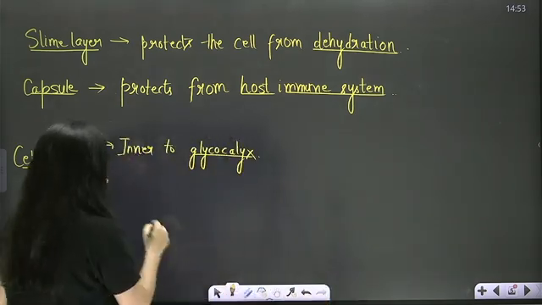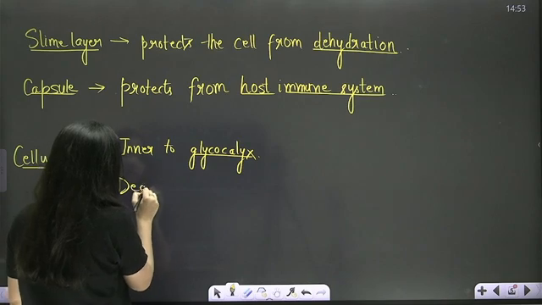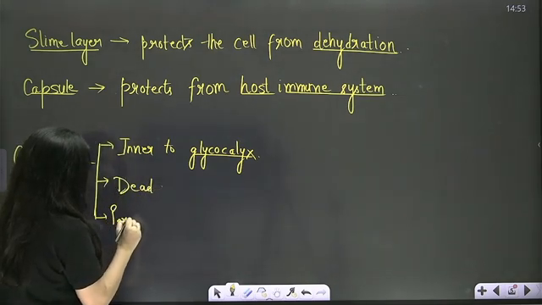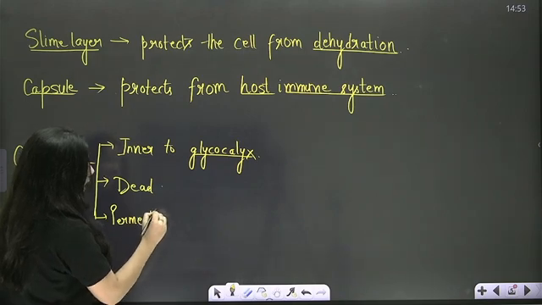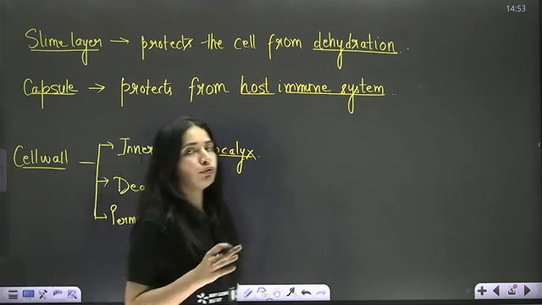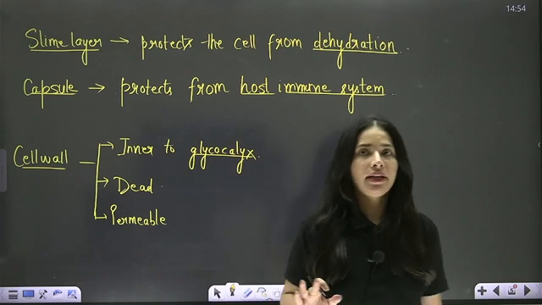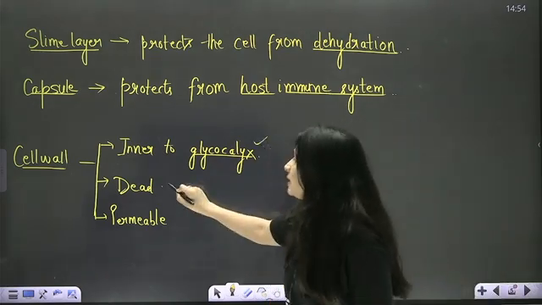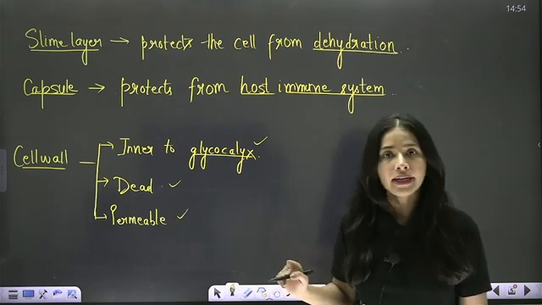Correct? So basically it is a dead layer and is a permeable layer which does not provide a barrier for the movement of material. Correct? Understood everyone? First point, second point and third point.